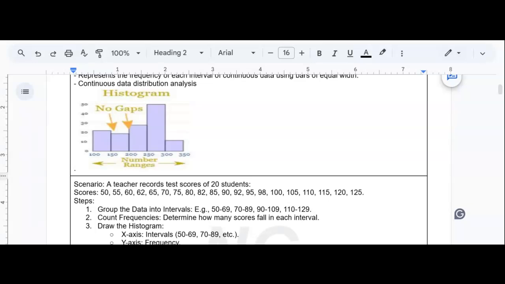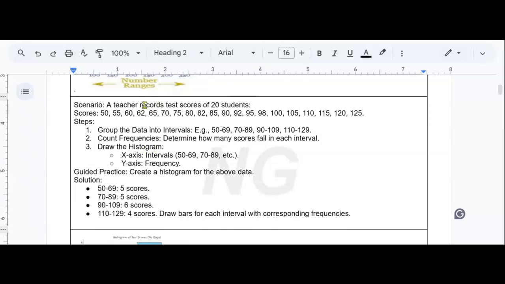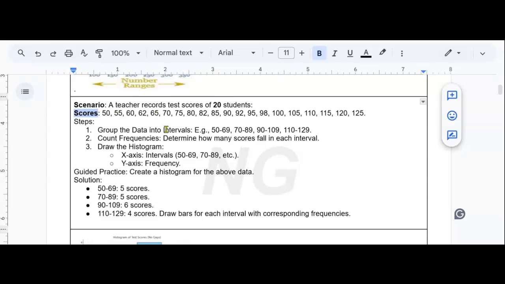Okay, so let's take a scenario. A teacher records the test scores of how many students? 20 students. So what are the scores? 50, 55, 60, 62, 65, 70, 75. How many total? 20. So the first step is to group the data into what?